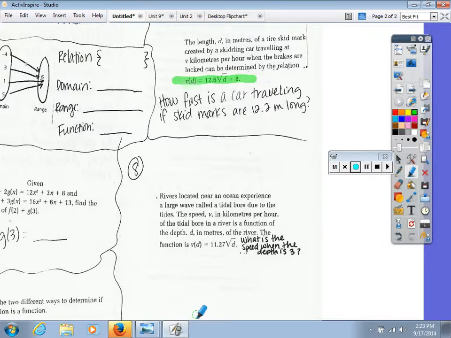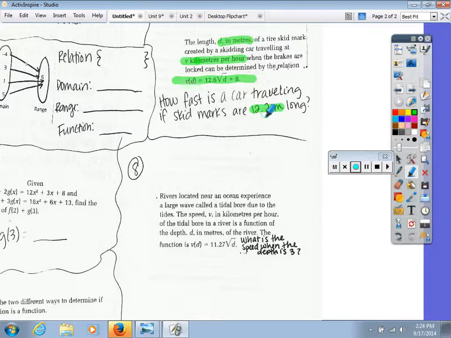So, we need to see where that 12.2 would go, and we figure that out by reading the problem. So, it says the length D in, now that should be meters, but remember I told you I got this from a different country. That's why it's like this. D in meters of a tire skid mark, so D meters, I'll highlight that, created by a skidding car traveling at V kilometers per hour. So what am I given in my question? I'm only given my D, right? Right here. That's the value I'm given.